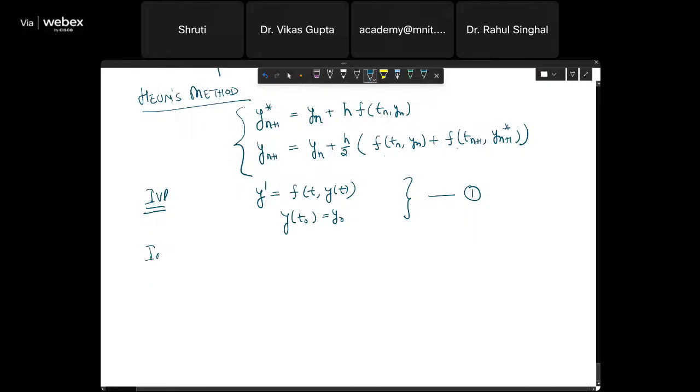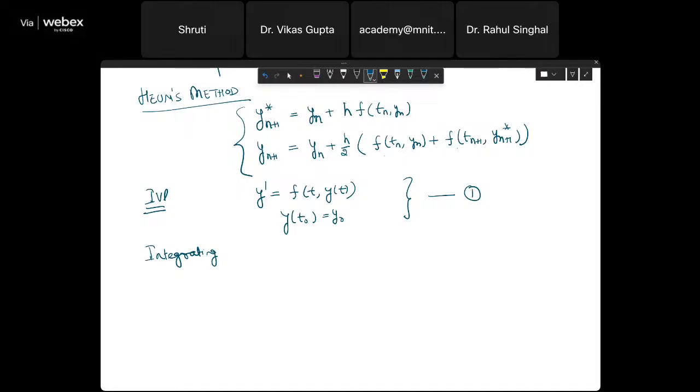So the initial idea is the same. We will first integrate it and write the equivalent integral equation. Integration will be over the interval tn to tn plus 1, which after integration of the left hand side gives me y at tn plus 1 minus y at tn, which I am taking on the right hand side. So it comes here, and then the right hand side is the integral of f(t, y(t)) with respect to t from tn to tn plus 1. Okay, so this equivalent integral equation we have obtained, and now we will try to approximate the integral involved on the right hand side.